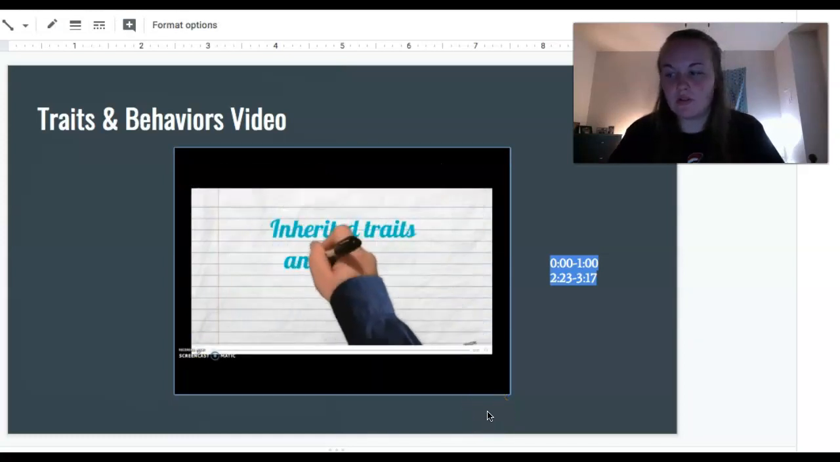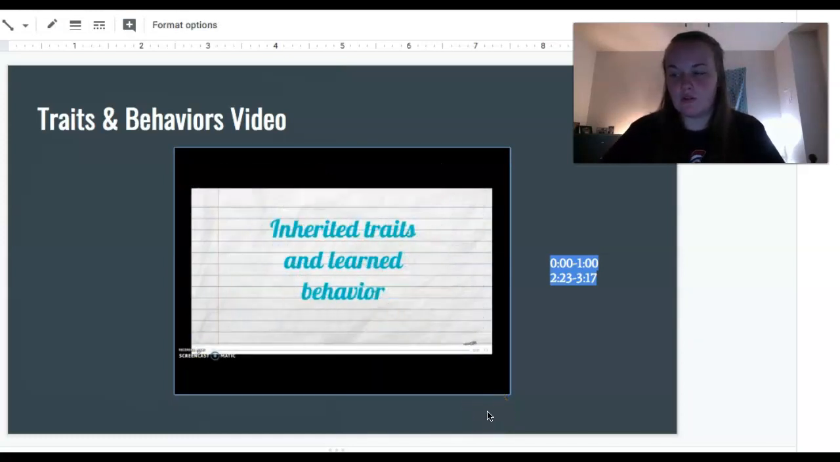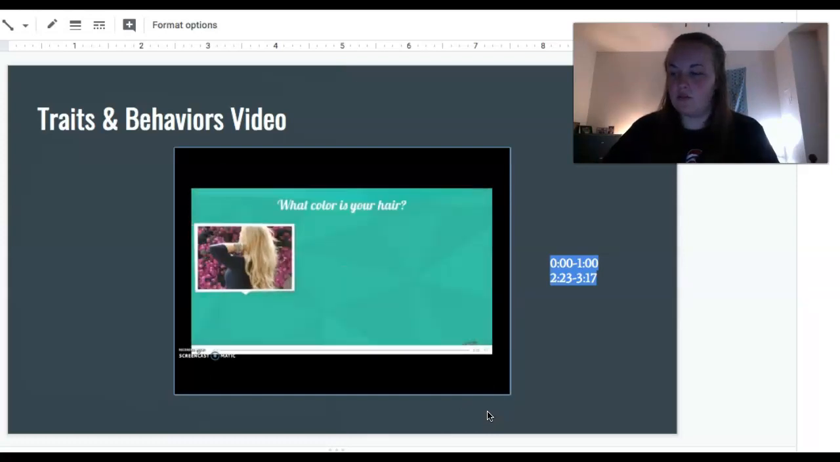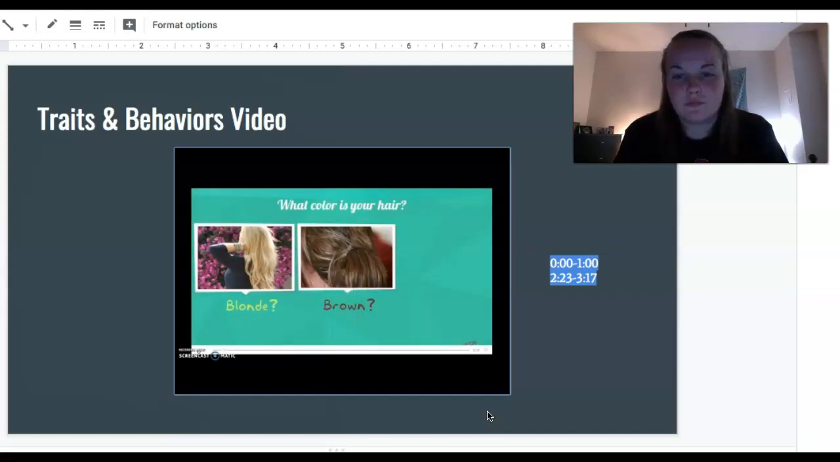Today we're going to be learning about inherited traits and learned behavior. What color is your hair? Is your hair blonde? Is it brown? Or is your hair red?